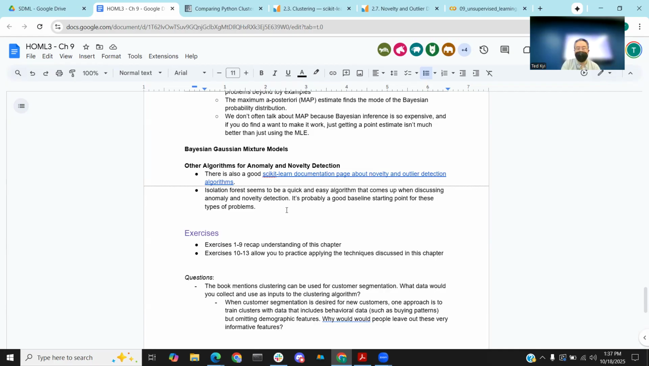But if I was saying, if you're doing a regression problem, linear regression would be a very simple baseline that's fast and easy to do. For anomaly detection, probably isolation forest. I don't know if anybody else has experience and would suggest a different baseline, but it seems like a pretty darn good baseline.